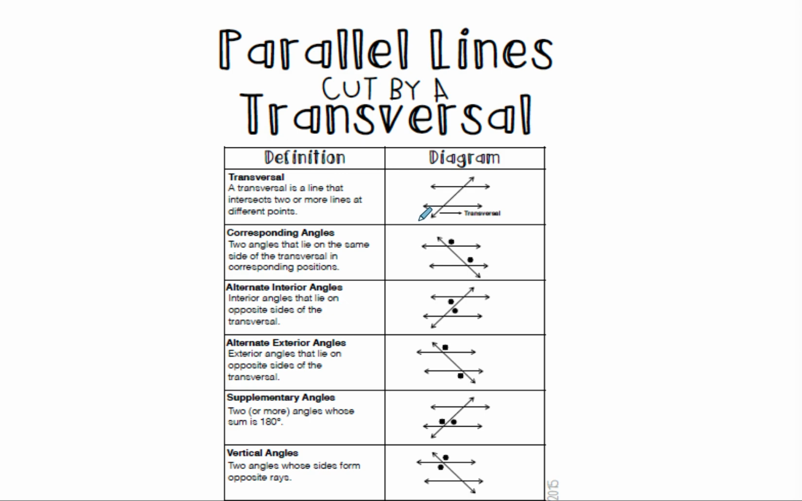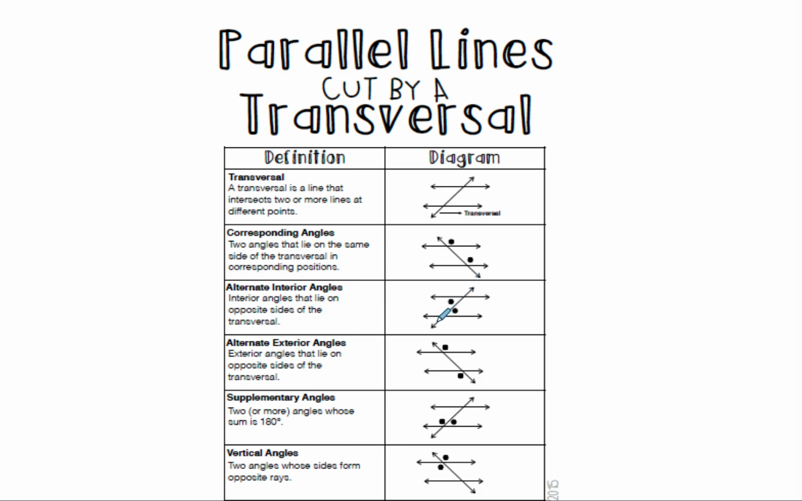And then different points on a set of parallel lines and a transversal have different names based on their relationships with each other. So corresponding angles are two angles that lie on the same side of the transversal in corresponding positions. So it's same side of the transversal here, it's on the right side of the line. And in each little intersection of 4 angles, it is the top right corner. Those are corresponding angles.